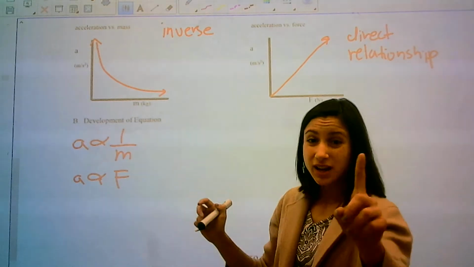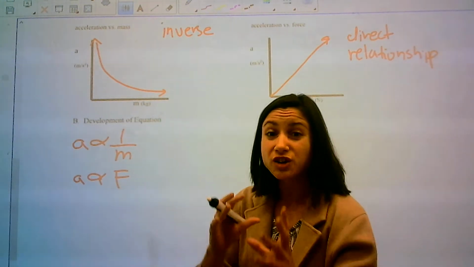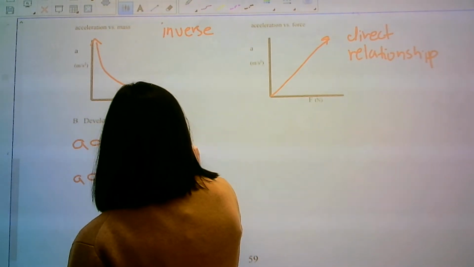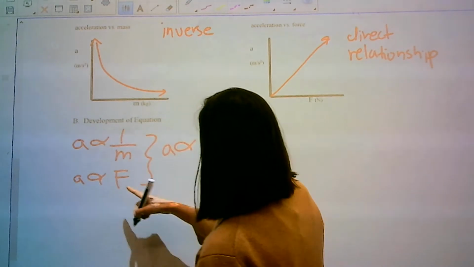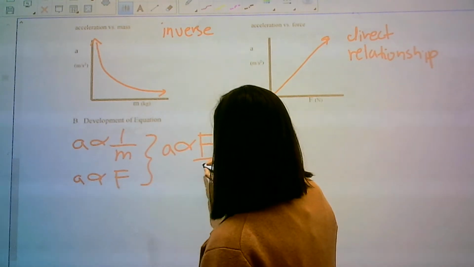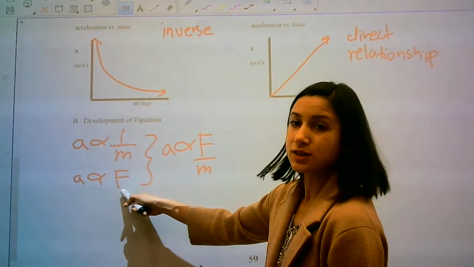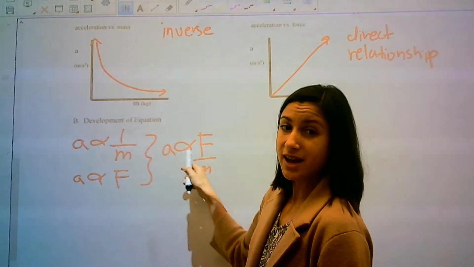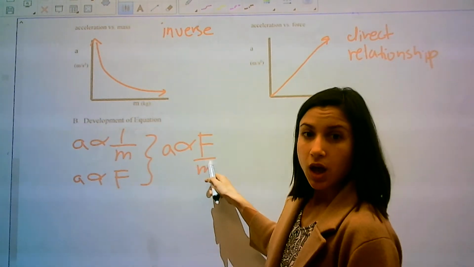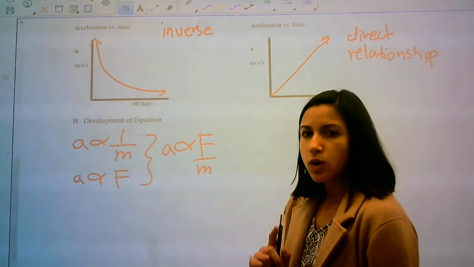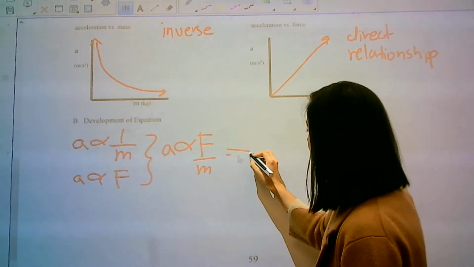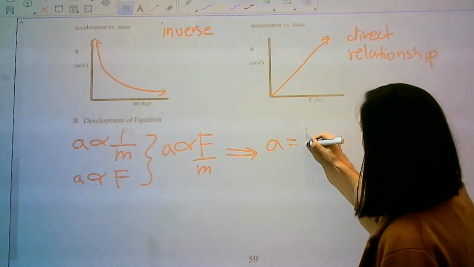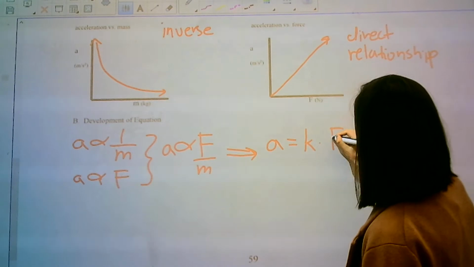I can actually combine these proportionalities before I start to build my equation. So I can combine these and say that acceleration is proportional to force over mass, right? That makes sense. It's directly proportional to force. It's inversely proportional to mass. This holds, guys. But to create an equation, we have to do one more thing. To take it to the next level, we must say that acceleration equals some constant k times force over mass.